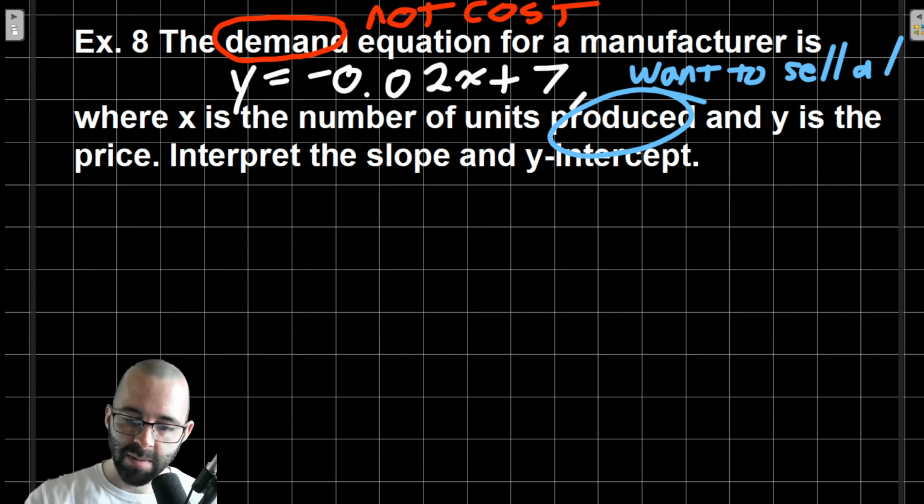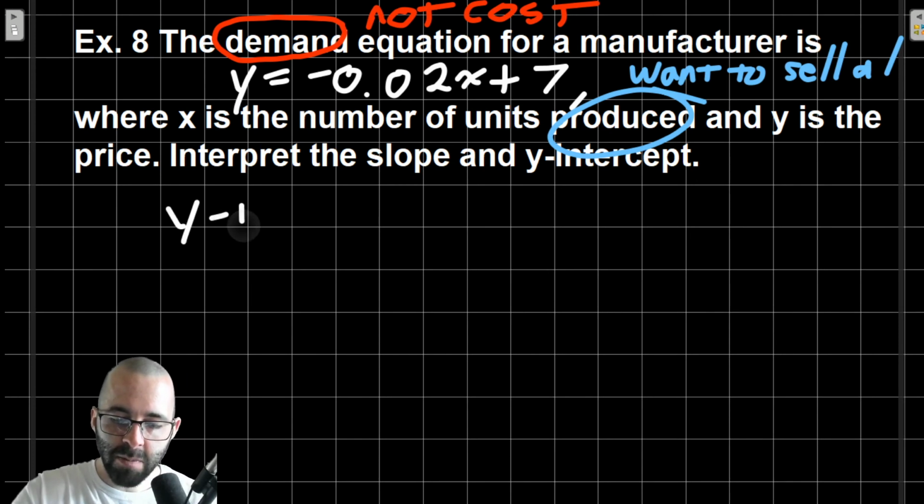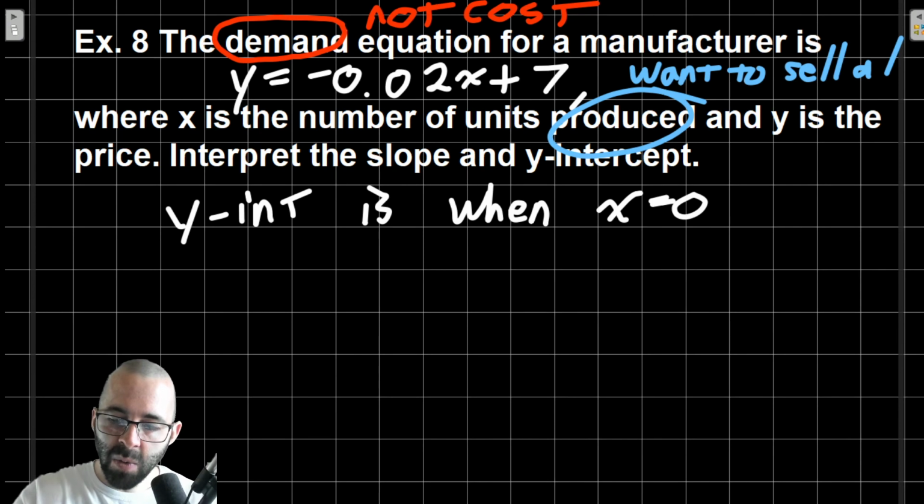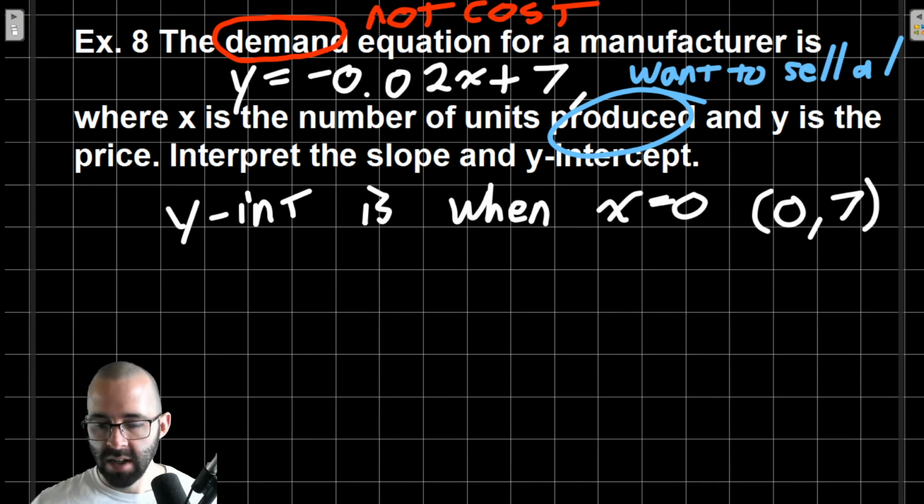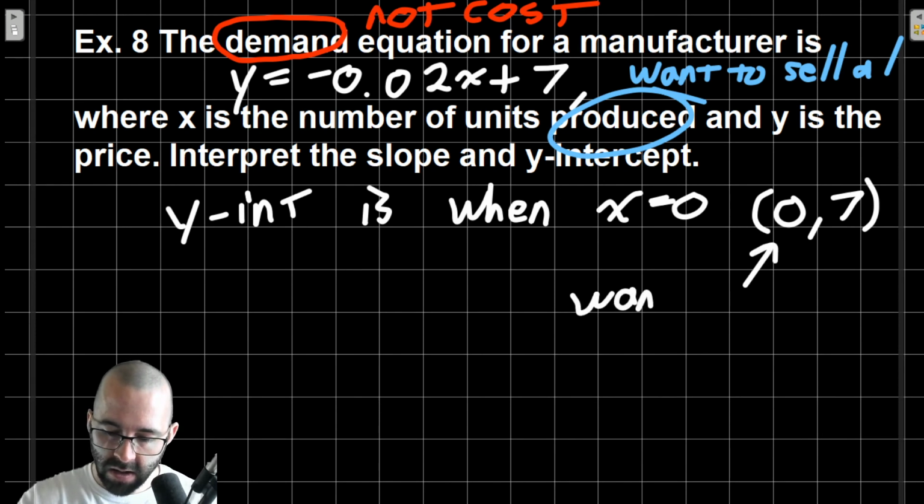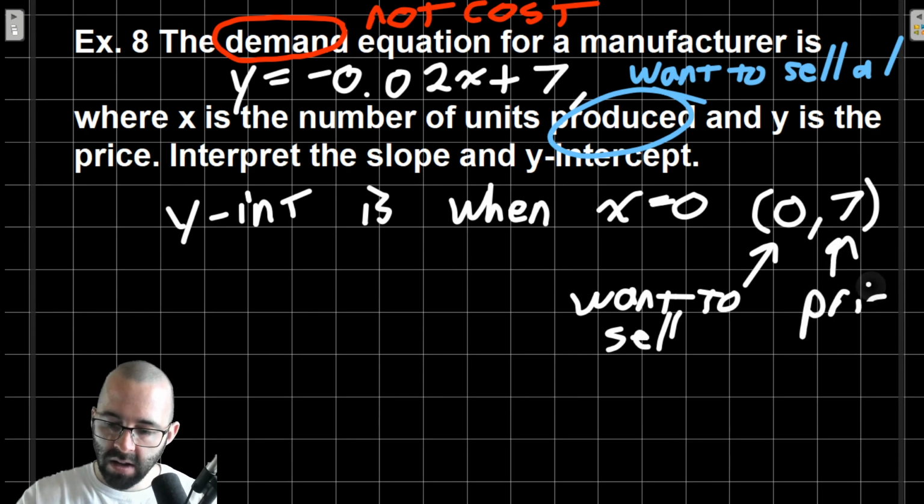Let's start with the y-intercept over here. So remember, one of your basic things about math is that the y-intercept is when x is equal to 0. So our y-intercept is the point when x is 0 and y is 7, because the y-intercept is 7 here, right? So x is units produced, units we want to sell. 7 is the price.